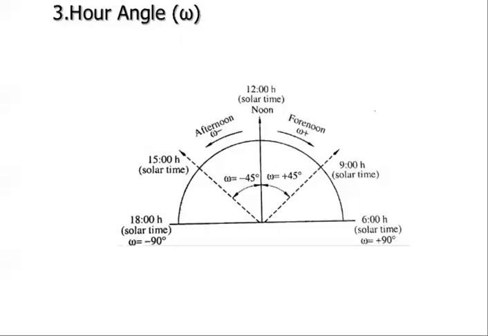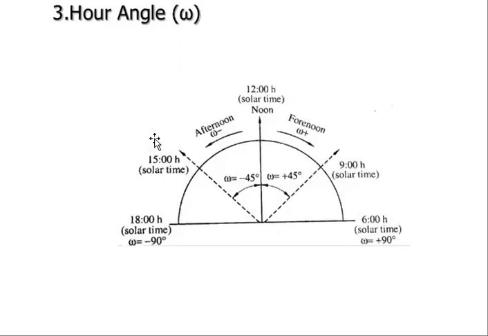And next, coming to the hour angle, it is represented by omega, and it is defined as the angle representing the position of the sun with respect to clock hour and with reference to the sun's position at 12 noon. If, for example, I consider this axis as 12 noon, this is the forenoon section and this is the afternoon section. So when we go to the right hand side, this is 9 hour, that means solar time, morning 9 o'clock forenoon, and this is 6 o'clock forenoon.